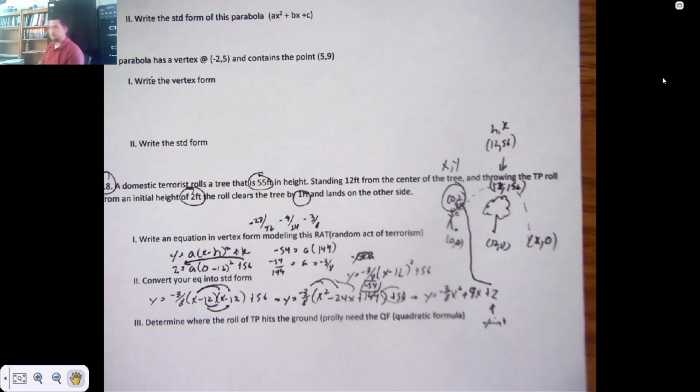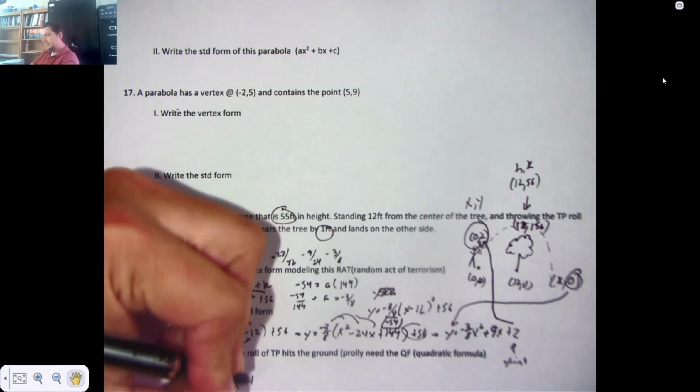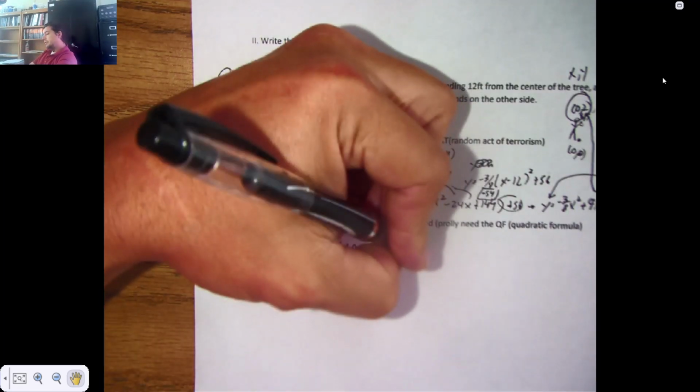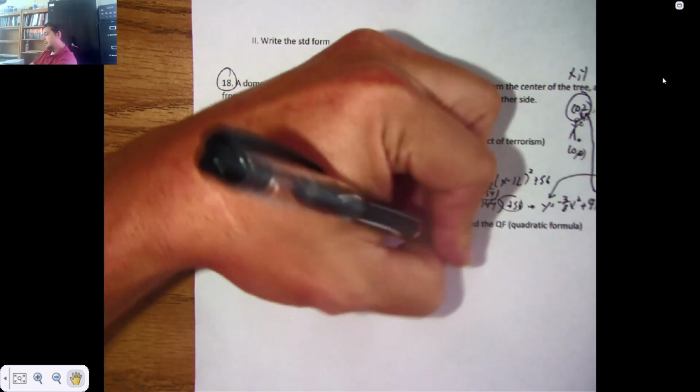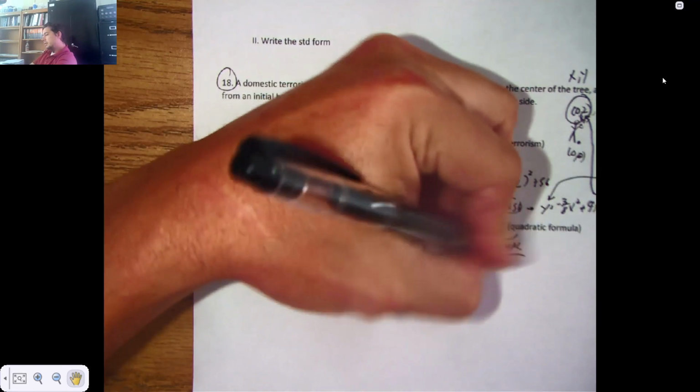Part 3, determine where the roll of toilet paper hits the ground, and you probably need to use the quadratic formula. So here's my equation. I'm hitting the ground when the y value is 0. So 0 is negative 3/8 x to the second plus 9x plus 2. This guy will not factor. We haven't actually had the formal lesson on the quadratic formula yet, but it's a 9th grade math skill. The quadratic formula: x equals negative b plus or minus the square root of b squared minus 4ac, all over 2a.